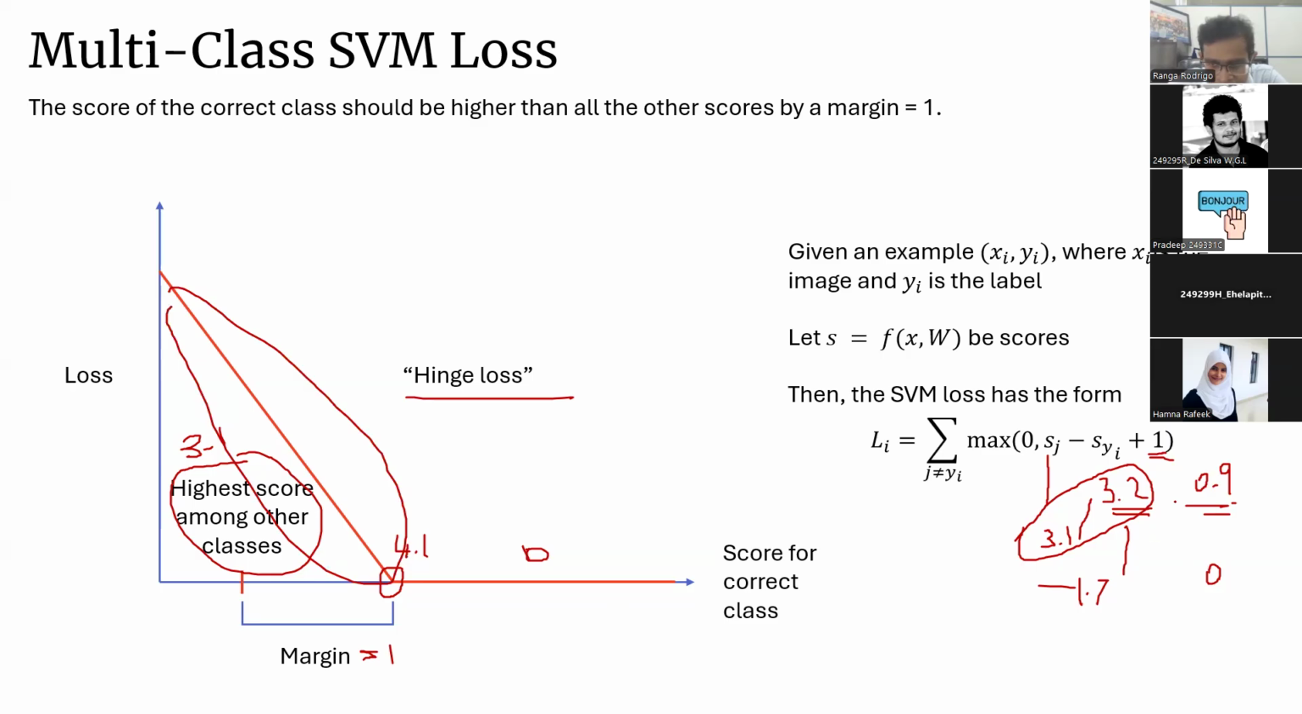If it falls now, this is 0.9, it is falling here. So you are making a loss of this much. Can you see that? If it is falling here, loss of this much, and so on. So I hope you can see the value of this margin. This is the multi-class SVM loss. Any questions?